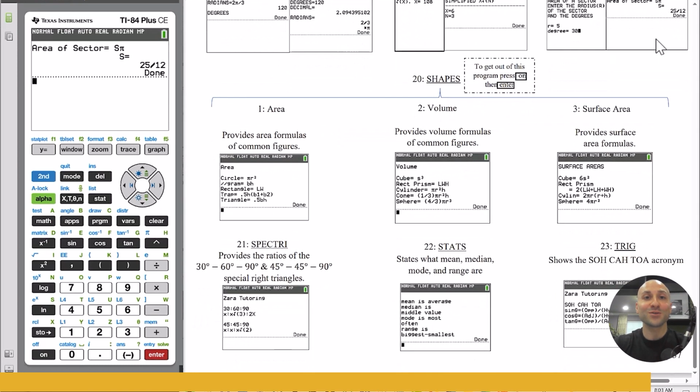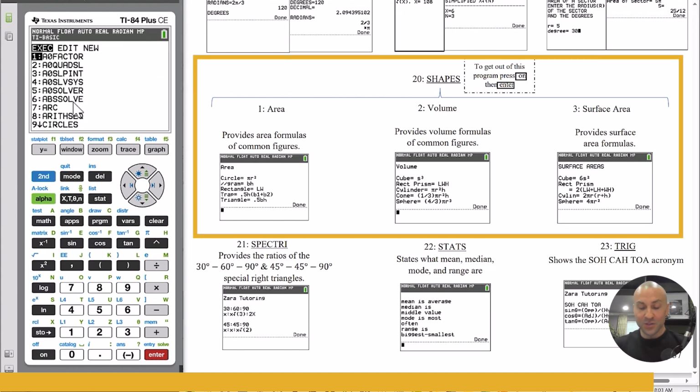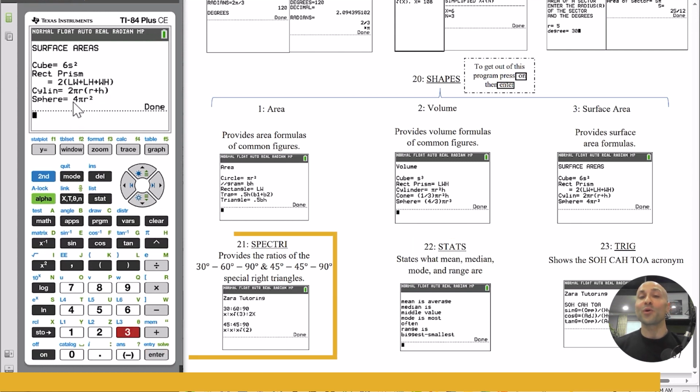So now we're down to our final 4 programs, all of which are just informational, not functional. So let's start out with program number 20. So this program is called shapes. We didn't really have a very creative name for it, but it essentially gives us either the area, volume, or surface area formulas for various shapes. So let's say we have various areas listed there, volume and surface area.